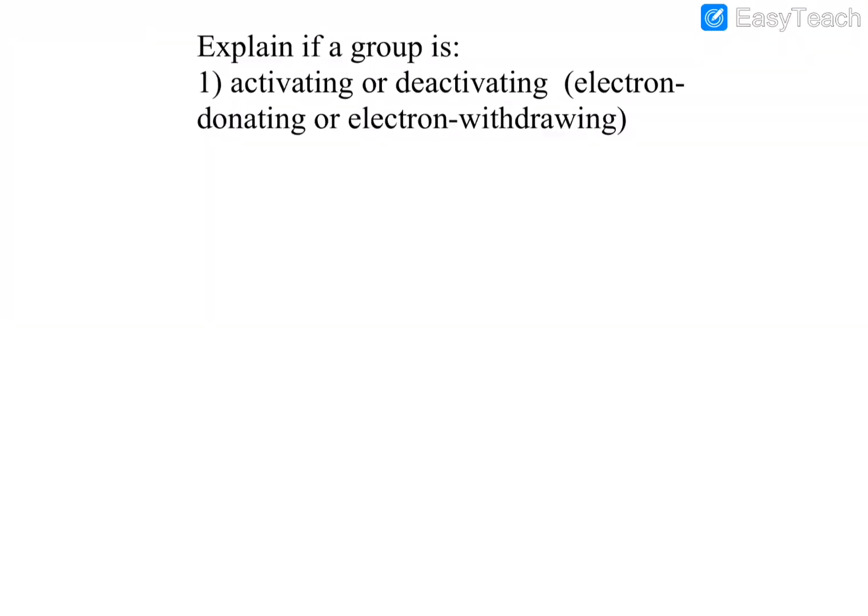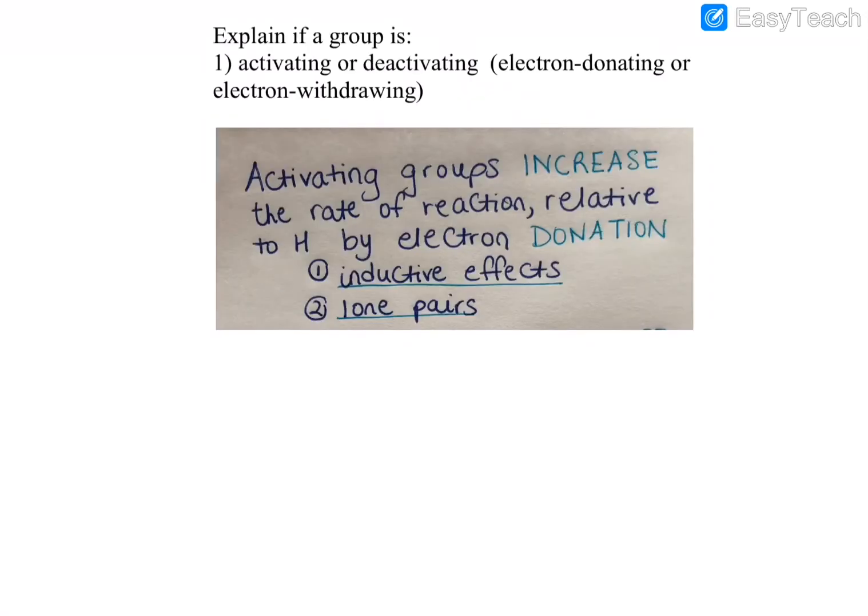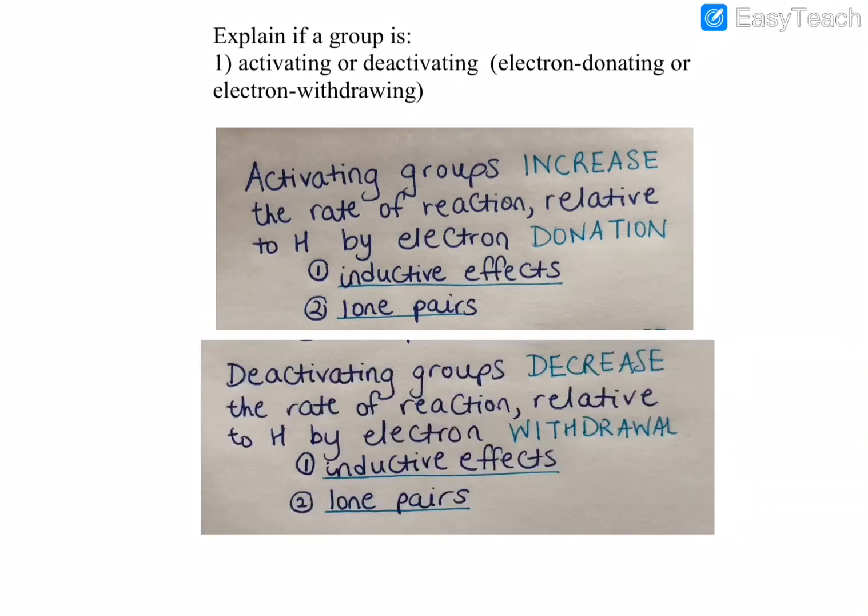The first thing we'll go over is to see if a substituent group is activating or deactivating based on electron activity. We will observe how activating groups increase reaction rate relative to hydrogen atoms in the benzene ring by electron donation. This can occur by both an inductive effect or lone pair contribution to the ring. We will also see how deactivating groups decrease reaction rate relative to hydrogen atoms in the benzene ring by electron withdrawal. This can also occur by inductive effects and lone pair activity.